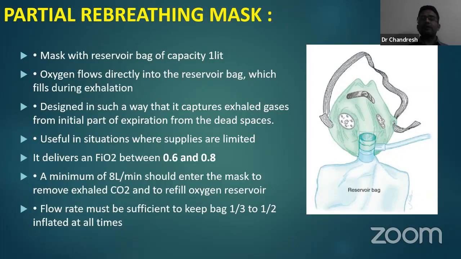Suppose with every breath the patient's reservoir bag is getting empty or collapsed, it means it is time to increase your flow rate. Maybe the patient's peak inspiratory flow is significantly high, which is demanding a higher flow rate. Next slide.